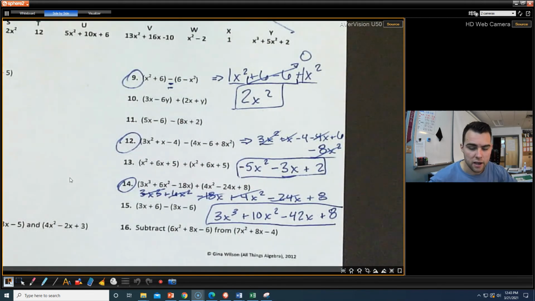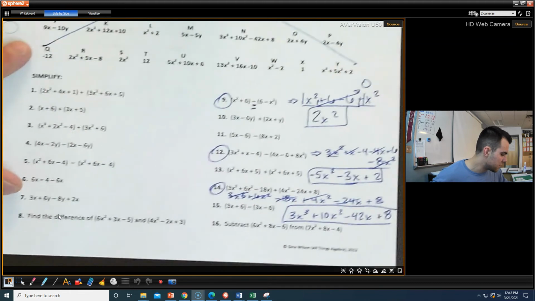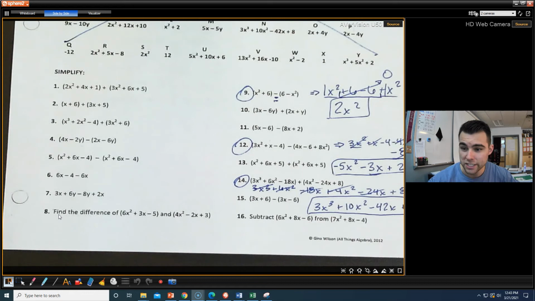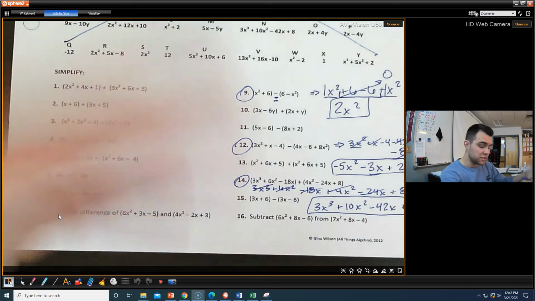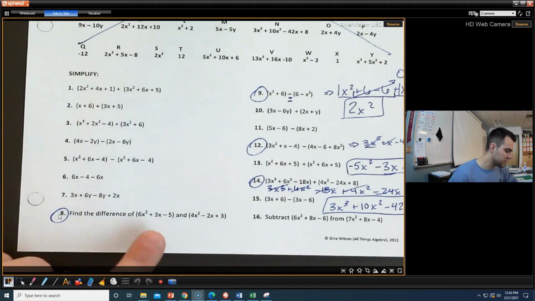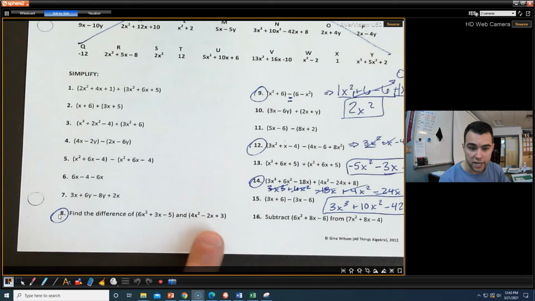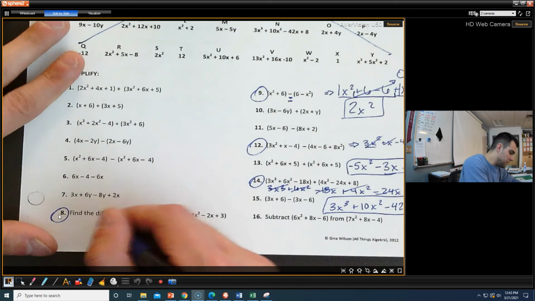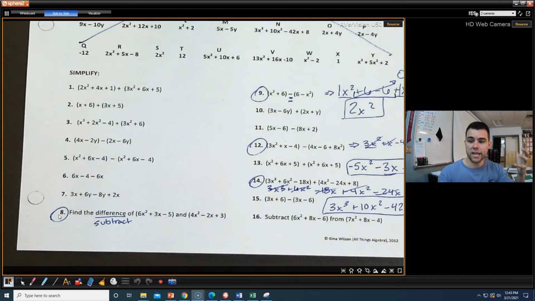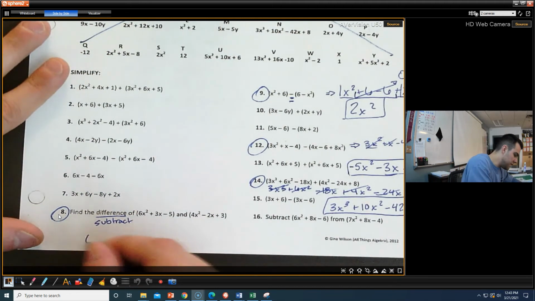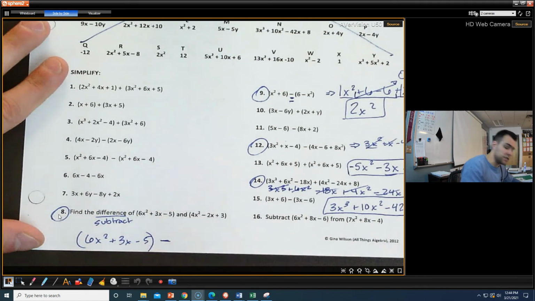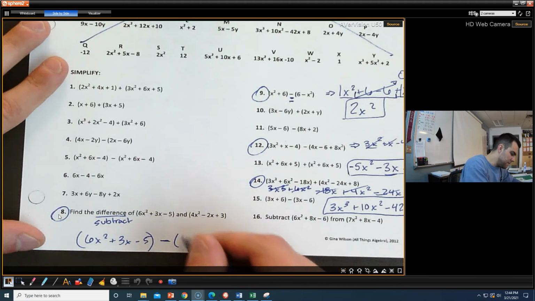All right. And then these ones down here, like number 8 to number 16, these little word problem things, let's just kind of see the setup, but doing the math is exactly how we saw. So find the difference. We'll start with number 8. Find the difference of 6x squared and this guy over here. Since we're finding the difference, that means subtract. And since I'm finding the difference of this and this, then I'm going to set it up as this minus, because difference, this guy right here.